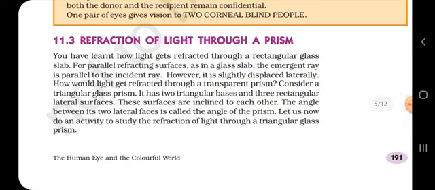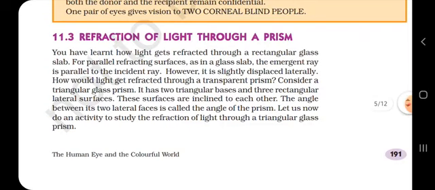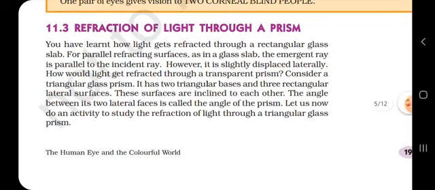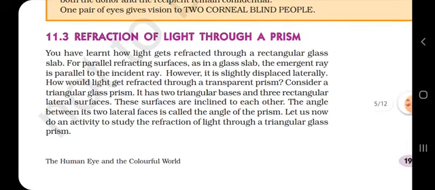So the first thing is 11.3, and that is the refraction of light through a prism. You have learned how light gets refracted through a rectangular glass slab. We also know what refraction is. When light travels from one transparent medium to another transparent medium, it bends. That is also known as refraction of light through a glass prism.